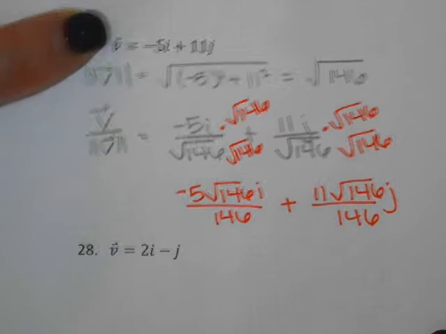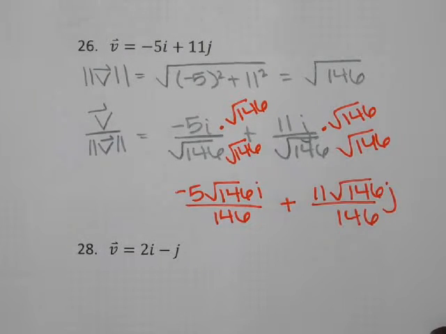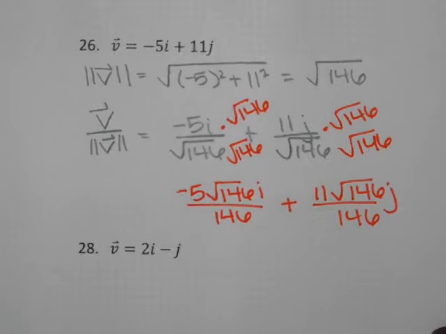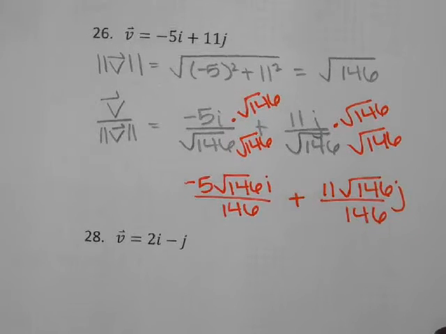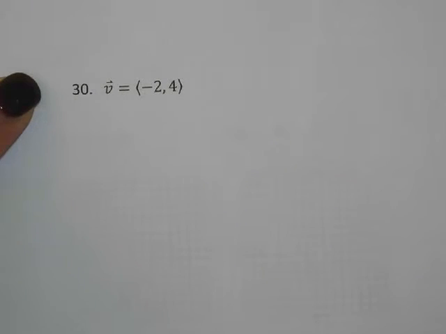And again, the problem started in i's and j's, and so I left my answer in terms of i's and j's. Okay, I want to do one more. We're going to do either 29 or 30 because they're in the other form. 30. All right. So if we do 30, we're going to start off the same way.